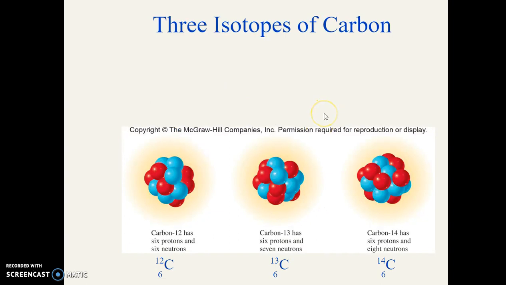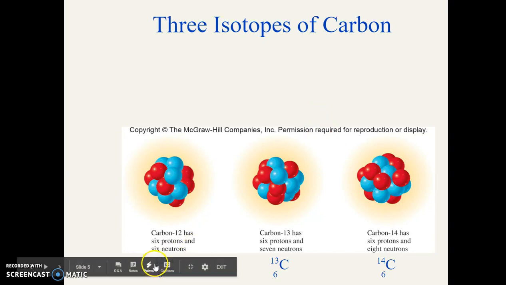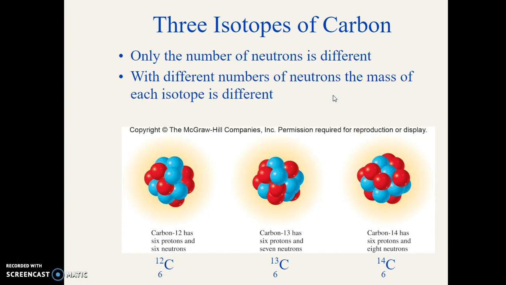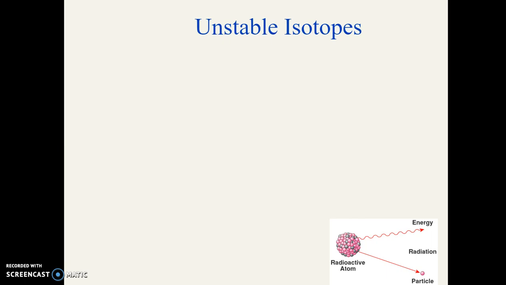For example, there are 3 isotopes of carbon. There's carbon-12, which is this, carbon-13, which is this one, and carbon-14, which is this one. Carbon-12 has 6 protons and 6 neutrons in the nucleus. Carbon-13 still has the 6 protons, but now 7 neutrons, and carbon-14 still has 6 protons, but now 8 neutrons. As we change the number of neutrons, we change the stability. With different numbers of neutrons, the mass of each isotope is different, and we also change the stability. In that particular example, carbon-14 is radioactive.